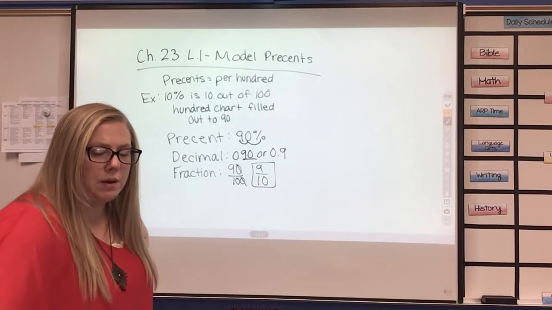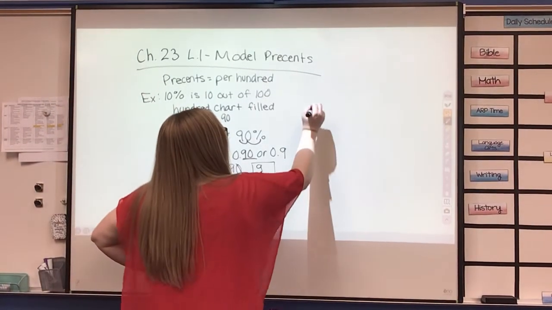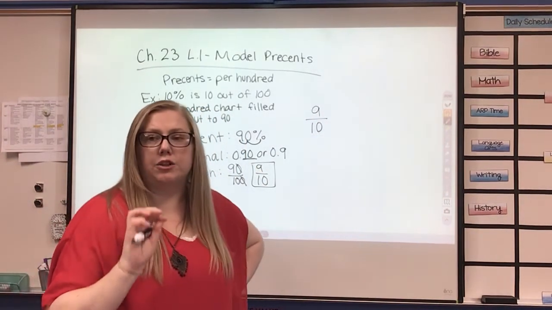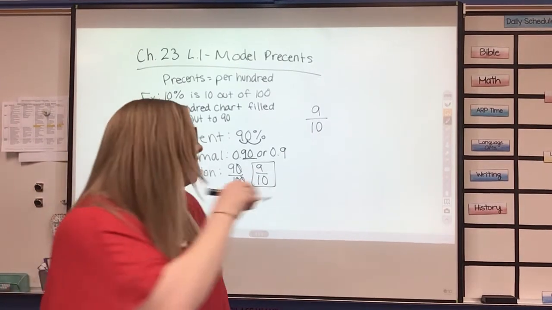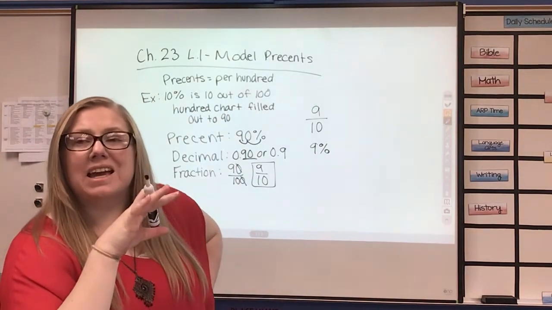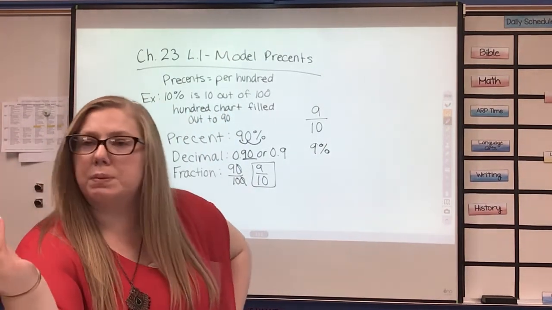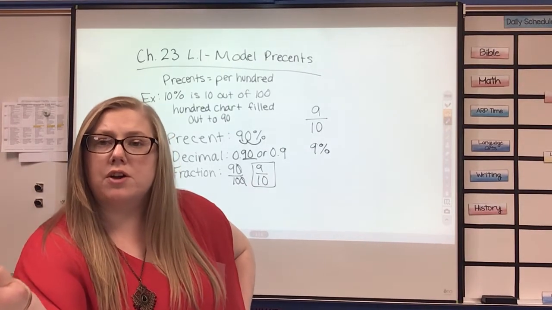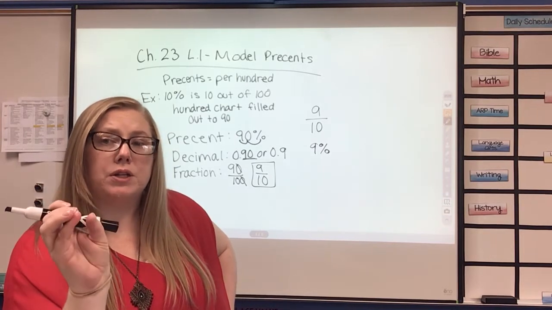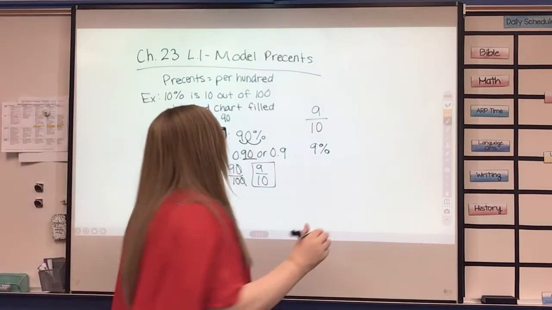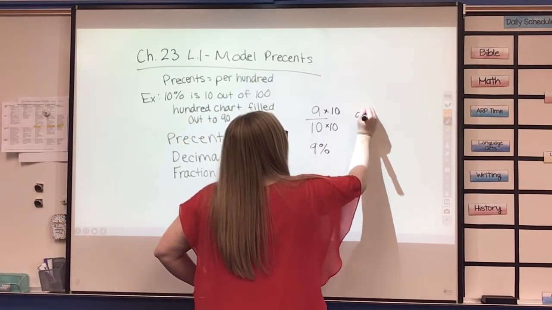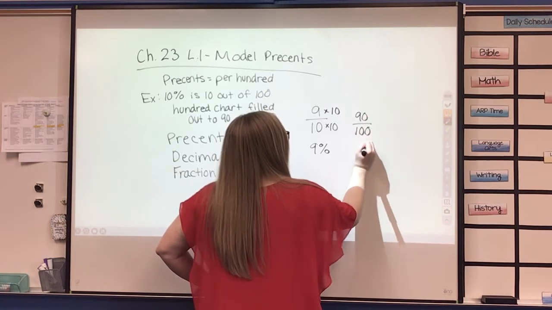Okay, and I do want to talk about something. If I have 9 tenths, for instance, if I want to change that into a percent, I can't just say it's 9%, okay? Because it's not out of 10. A percent is not out of 10, it's out of 100. So I need to change that 10 to be 100. And what do I do to do that? I'm going to multiply by 10. So now I have 90 over 100, which is 90%.